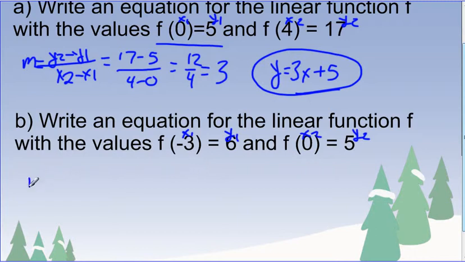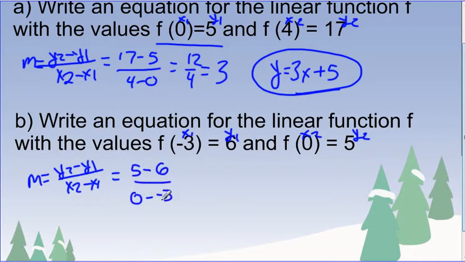So the slope is y2 minus y1 over x2 minus x1, which gives us 5 minus 6 over 0 minus negative 3. 5 minus 6 is a negative 1. 0 minus a negative is actually a plus 3. So we got negative 1/3 is the slope. Okay? In one of our points, do we have an x value of 0? We do. This one right here has an x value of 0, so the y-intercept is 5.